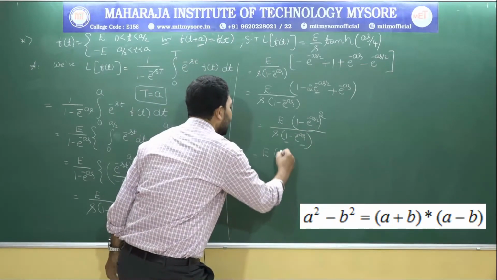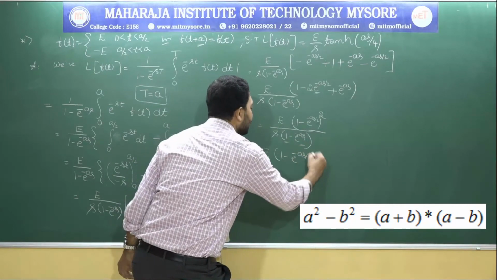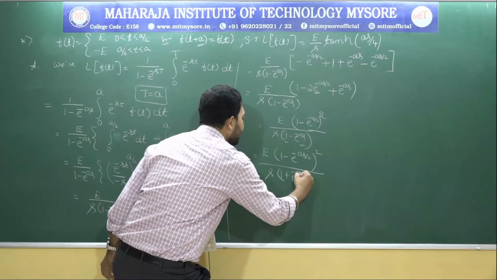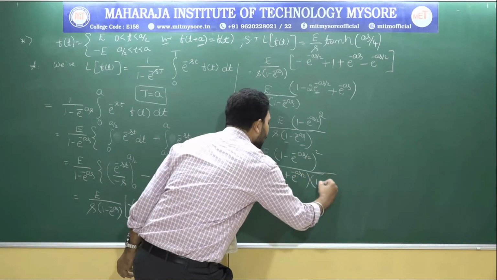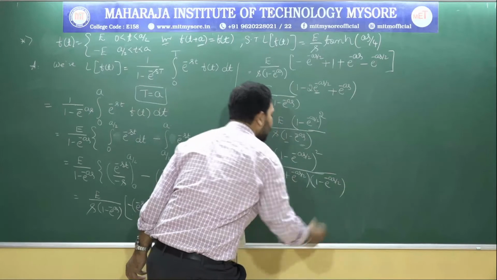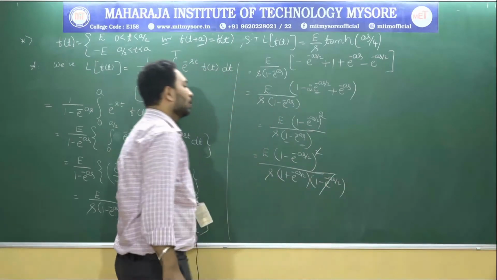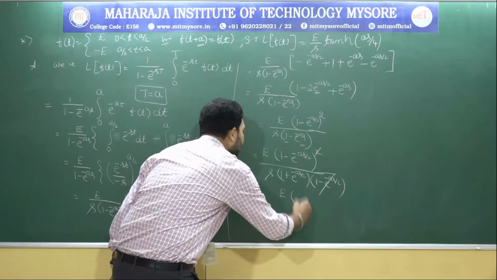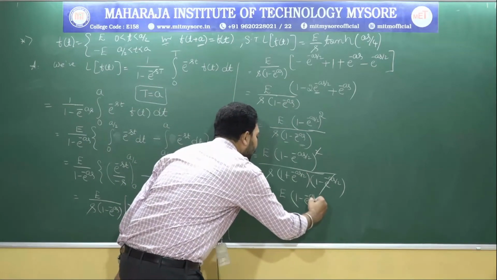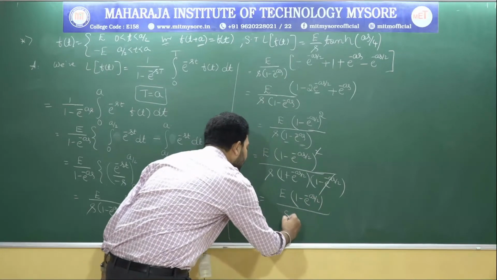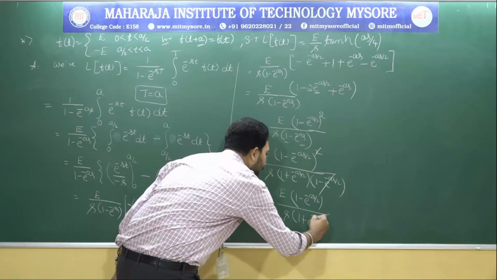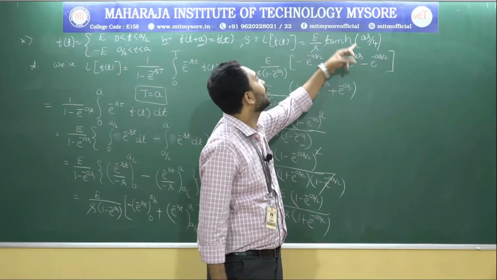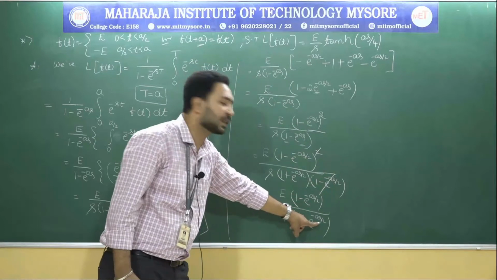So I can write this as (1 minus e power minus as by 2) whole square into s into (a plus b), (1 plus e power minus as by 2) into (a minus b), (1 minus e power minus as by 2). The 1 minus e power minus as by 2 terms get cancelled, leaving e into (1 minus e power minus as by 2) divided by s into (1 plus e power minus as by 2). But in the result we require tan hyperbolic as by 4. Here we have as by 2.